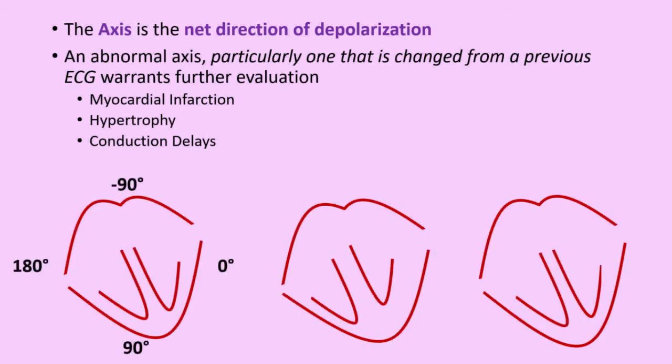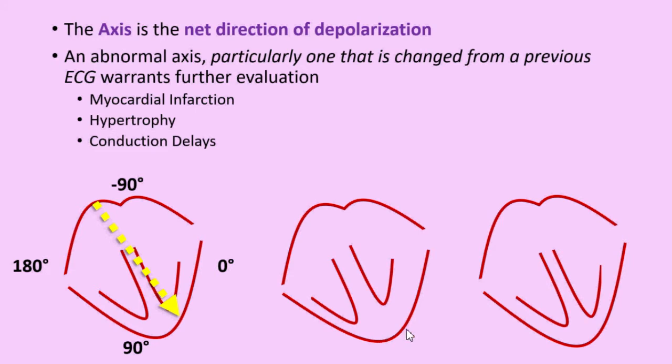This first one is a normal heart and has a normal cardiac axis, which would be somewhere between negative 30 degrees and positive 90 degrees. So somewhere around here. This is because the left ventricle is more massive than the right ventricle, so you'll have more depolarization going on in this area here, giving you an axis in this region.